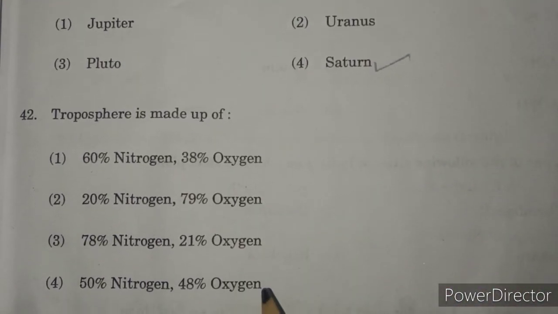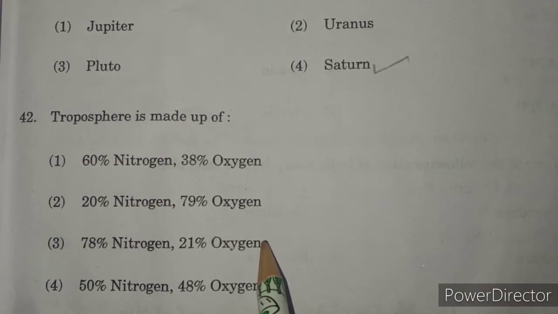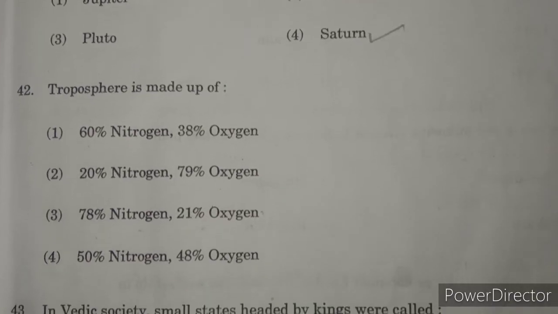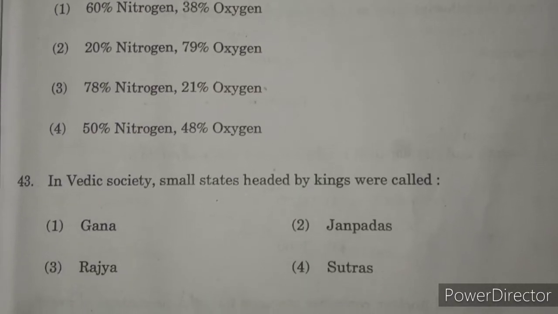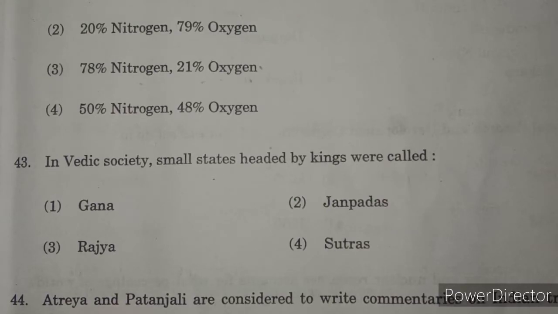And next question is, troposphere is made up of, third is correct answer, 78% nitrogen, 21% oxygen. Next question. In Vedic society, small states headed by kings were called, answer is second, Janpadas.